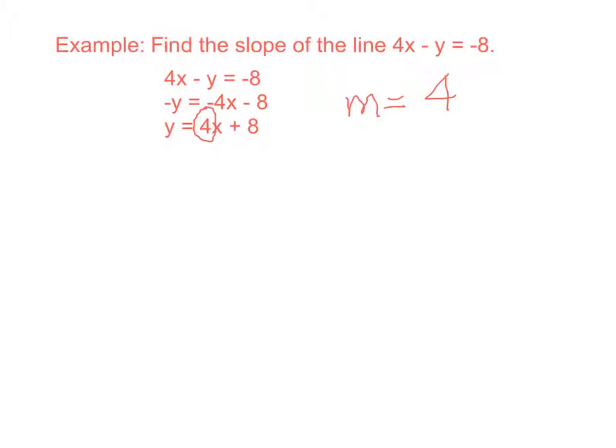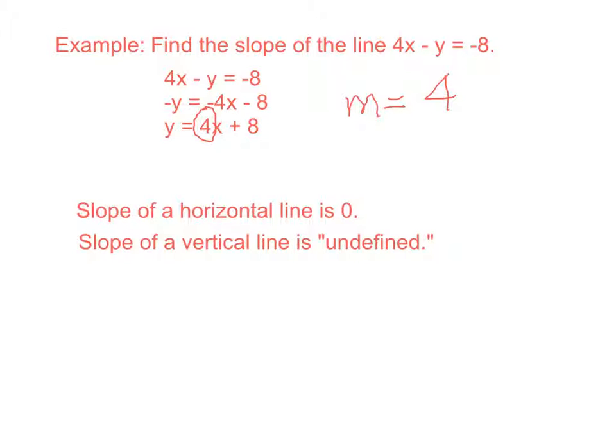Now what if we had very specific lines, like either a horizontal line or a vertical line? Well, we could pick points and calculate the slope and verify what it is, or we could simply realize that if we had a horizontal line, the slope would simply be 0, and if we had a vertical line, the slope would be undefined, okay? So that's something you really need to remember: the slope of a horizontal line is 0, and the slope of a vertical line is undefined.